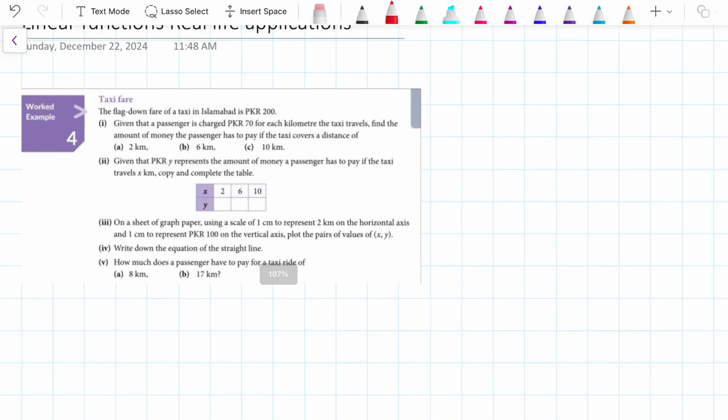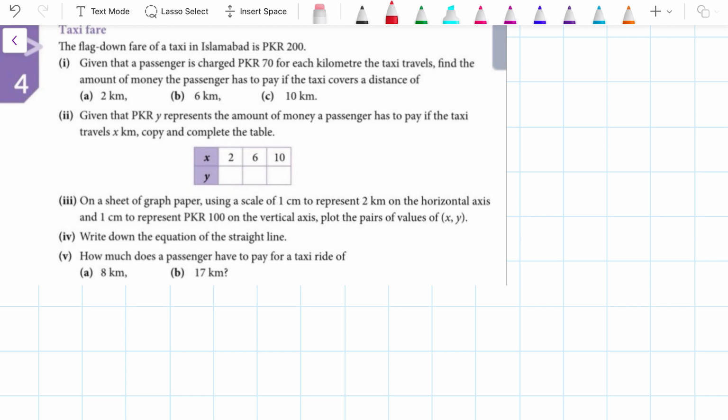The flag down fare of a taxi in Islamabad is 200 PKR. Given that a passenger is charged PKR 70 for each kilometer the taxi travels, find the amount of money the passenger has to pay if the taxi covers a distance of 2 kilometers. Okay, so flag down fare basically means that this is the fixed fare. Means even if you don't travel but you've booked a taxi, you will be charged 200.